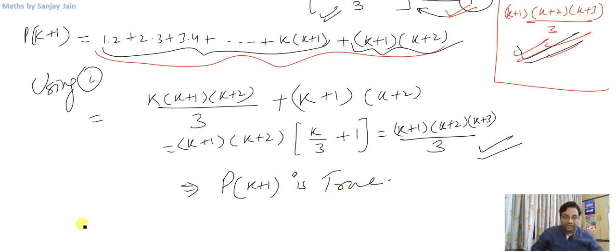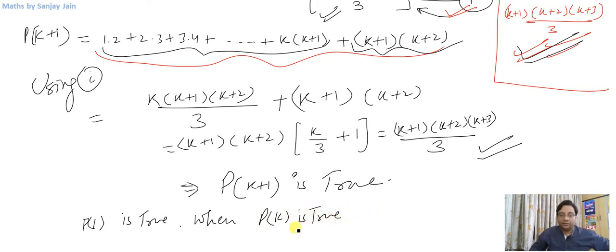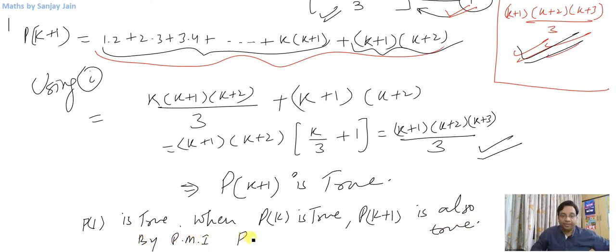Now you need to make that statement that p of 1 is true, and when p of k is true, p of k plus 1 is also true. So by principle of mathematical induction, p of n is true. Okay.